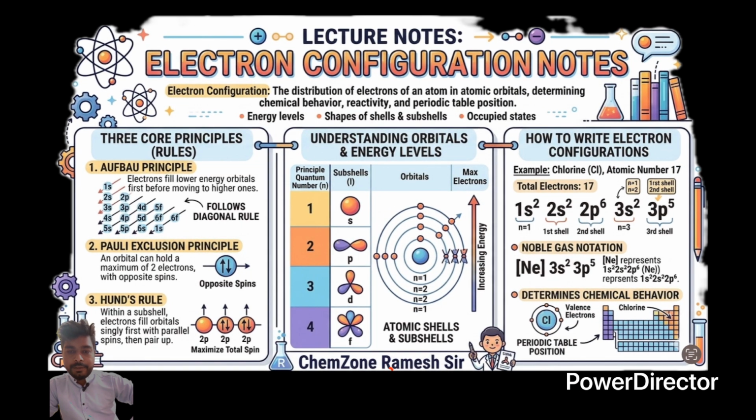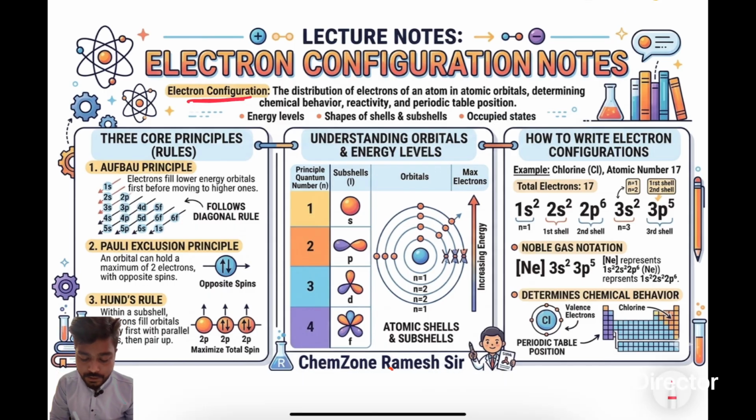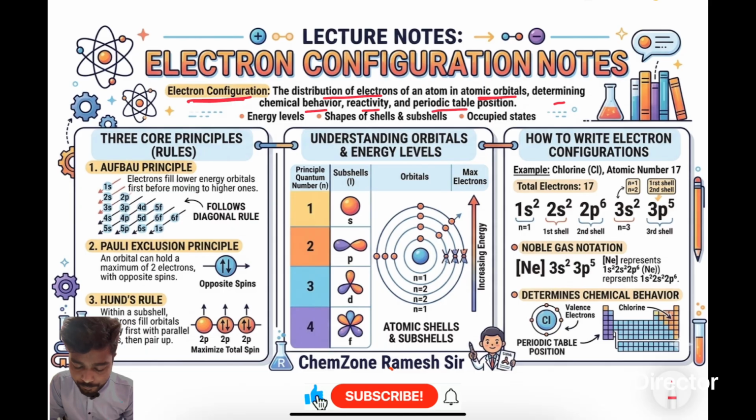So what is electronic configuration? Electronic configuration is the distribution of electrons of atoms in atomic orbitals. I mean to say, distribution of electrons means dividing them, dividing them among the orbitals, thereby determining the chemical behavior, reactivity and periodic table position.